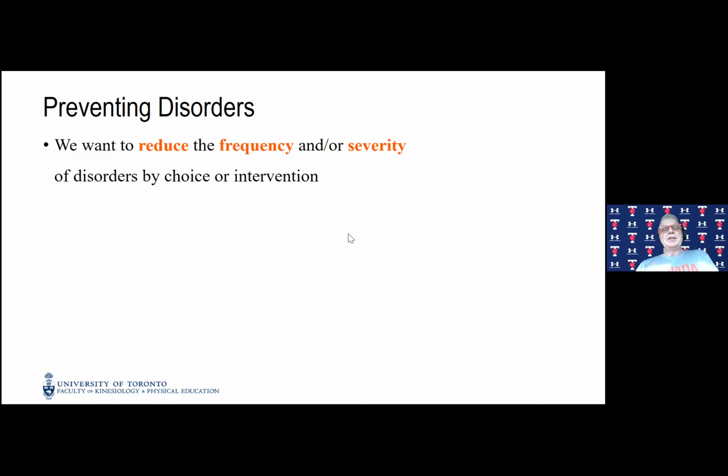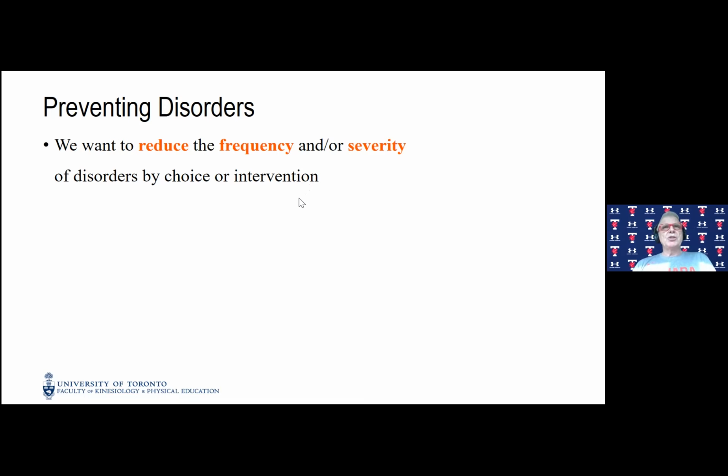Now, preventing disorders sounds pretty easy. There are different types of prevention. We can reduce the frequency of a disorder. Sometimes we do things that just reduce their severity. Ankle braces are a good example. It's been shown in studies that wearing an ankle brace doesn't actually reduce the frequency with which you land on someone's foot when you're playing basketball and twist your ankle, but it reduces the severity of the injury that occurs when you do accidentally step on someone's foot.